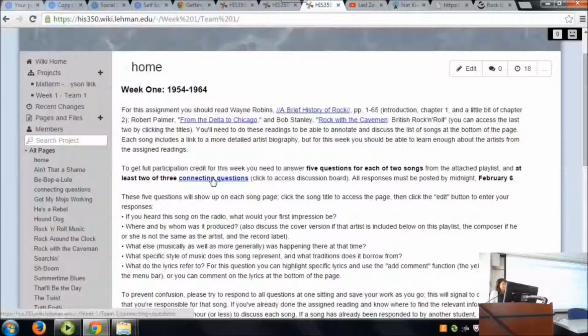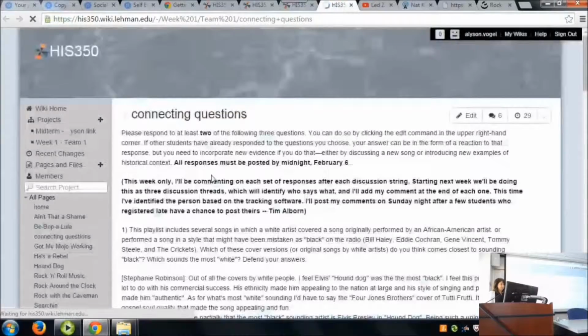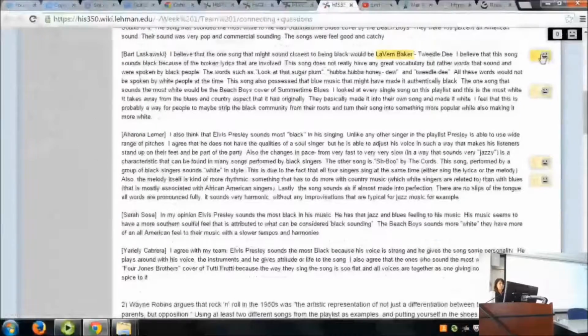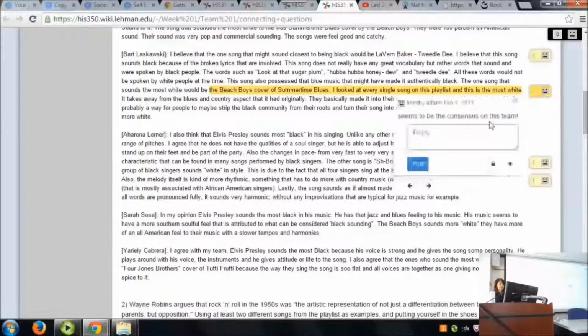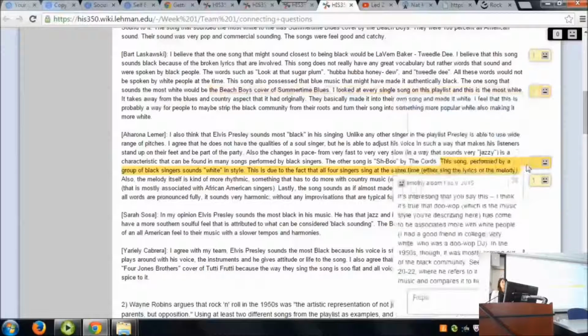So when they had to click, it says click to access the discussion board, and then here's their discussion board. And then here, again, were the comments. Seemed to be consensus on this team. And you notice they're starting to use this. And this is really early on in the semester, so as it got a little bit more formalized, there's more conversation happening. So have any of you been familiar with VoiceThread?